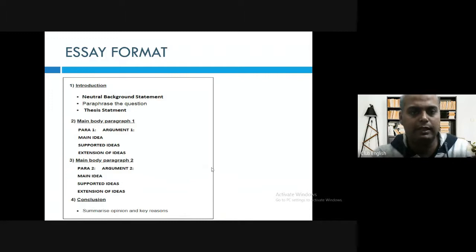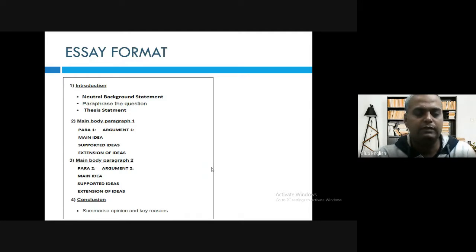Now see the essay format which is there in front of you. The essay format says that there are four parts to it. That is, you need to write four paragraphs. The first one is introduction. The second one is main body paragraph one. The third one is main body paragraph two, and the fourth is conclusion.